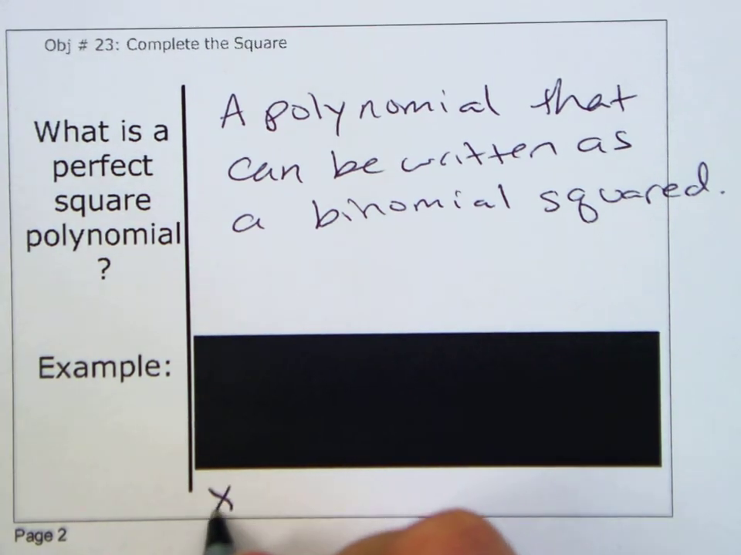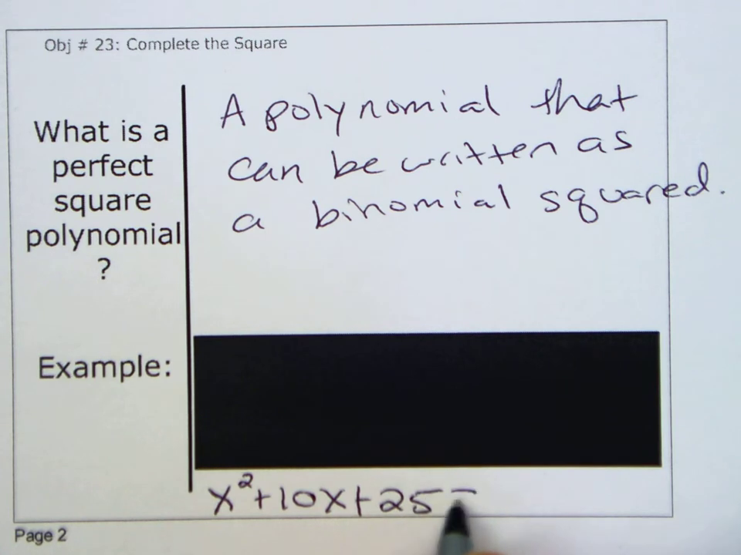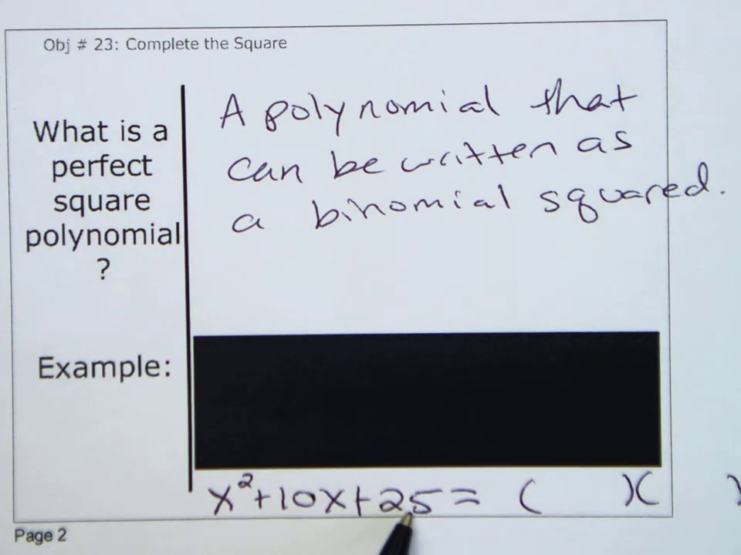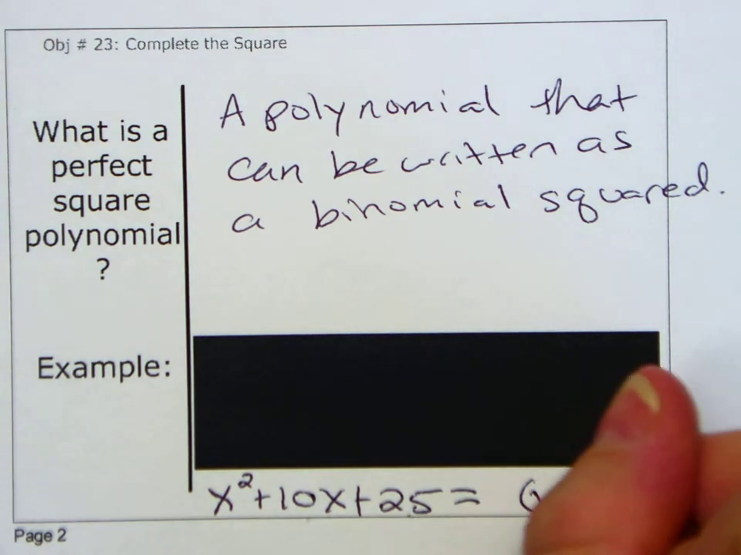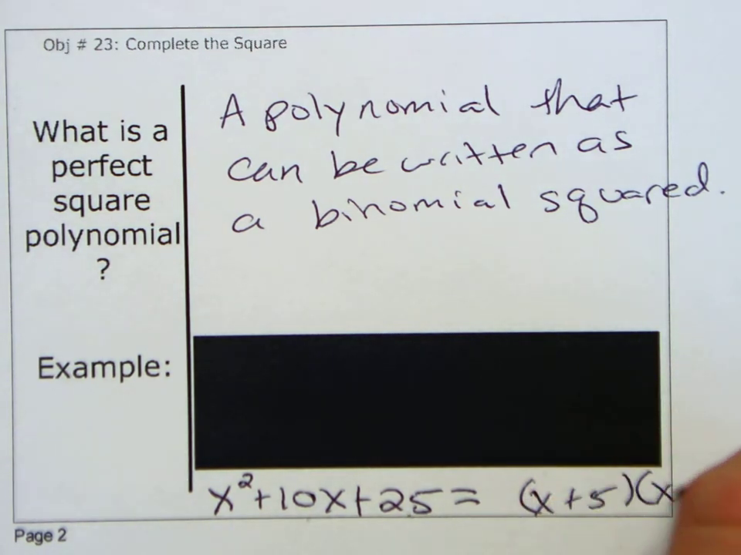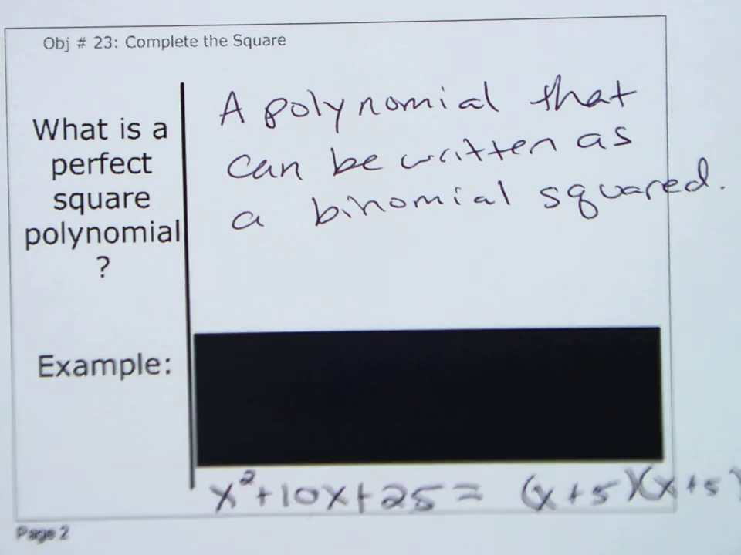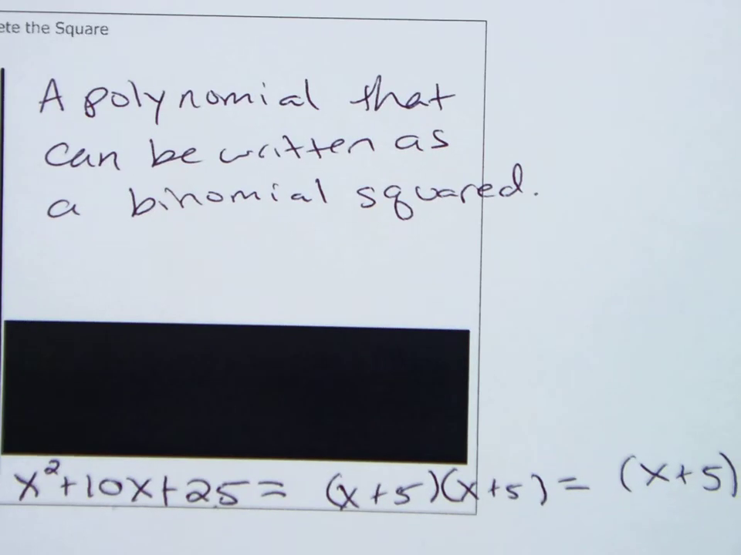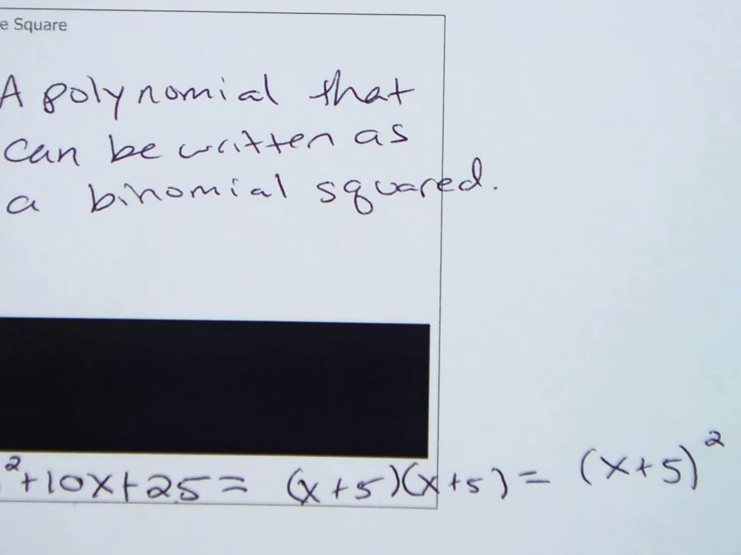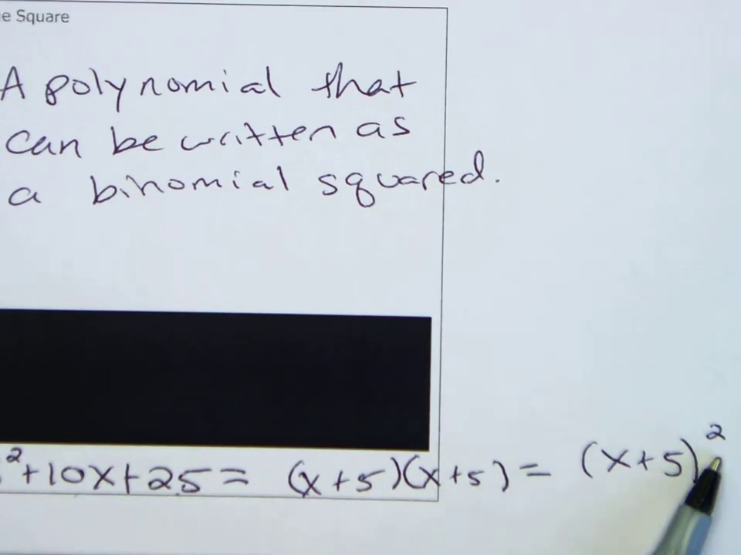If you have x squared plus 10x plus 25, when you factor that, what do you get? What multiplies to 25 and combines to 10? 5 and 5. That's x plus 5 times x plus 5, which can be written as x plus 5 quantity squared. Okay? So that's an example of a perfect square binomial. X plus 5, x plus 5, x plus 5 squared.